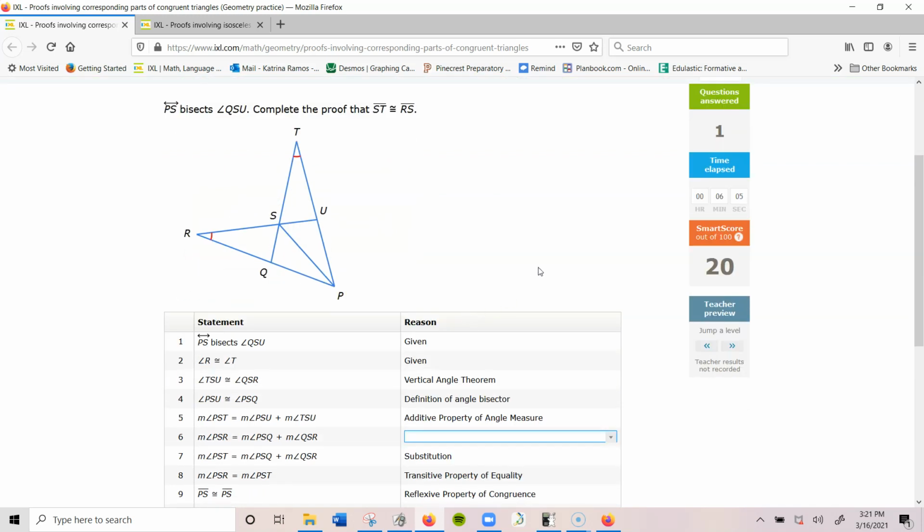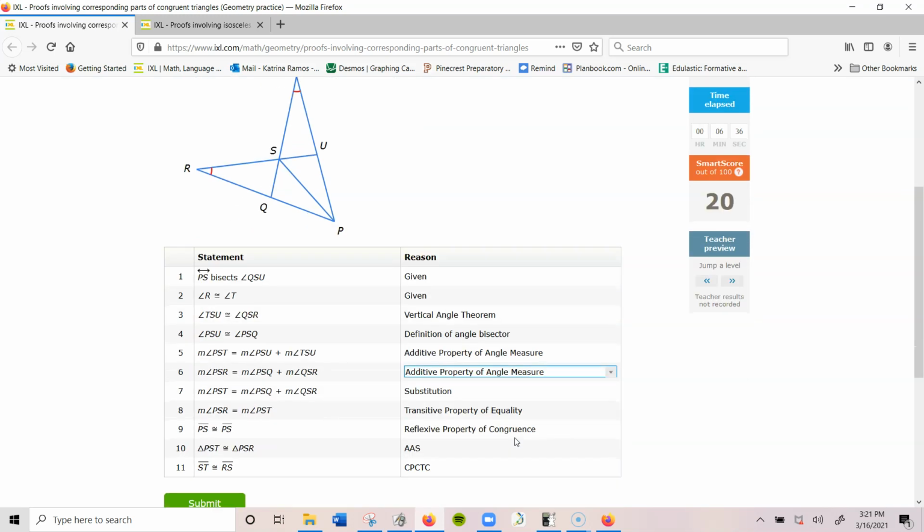Okay, now over here, the one that we're trying to figure out is the measure of angle PSR. So PSR is going to equal the measure of angle PSQ plus QSR. What I'm doing here is adding parts of these angles together to give you the big angle. So this is the additive property of angle measure because I am adding angles. Again, the statements make sense with the reason. What are you doing? We're adding angle measures. So this must be the additive property of angle measure.